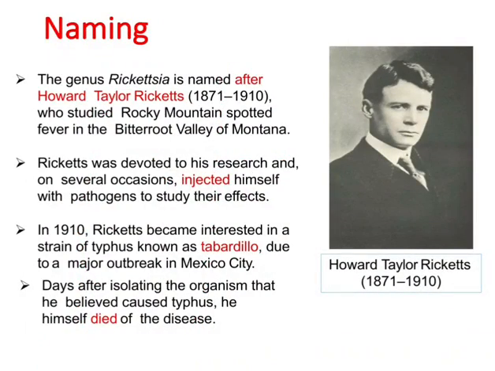The naming of the species. The genus Rickettsia is named after Howard Taylor Ricketts, who studied Rocky Mountain spotted fever in the Bitterroot Valley of Montana. Ricketts was devoted to his research and on several occasions injected himself with a pathogen to study its effects. Unfortunately, days after isolating the organism that he believed caused typhus, he himself died of the disease. For his remembrance, these organisms are named Rickettsiae.